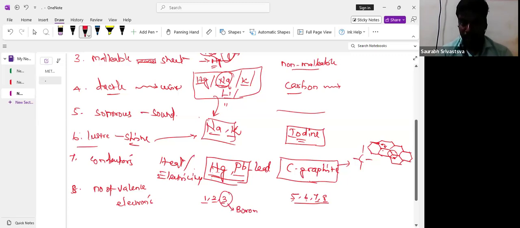Correct? But boron is a non-metal. This is an exceptional case. Clear? And the remaining part, everything in the lower part, like bismuth or lead and so on, is metal only. Okay, clear? So these are the physical properties of the metals. Next, chemical property. What is the chemical property? Chemical property means we are just thinking about our atmosphere.